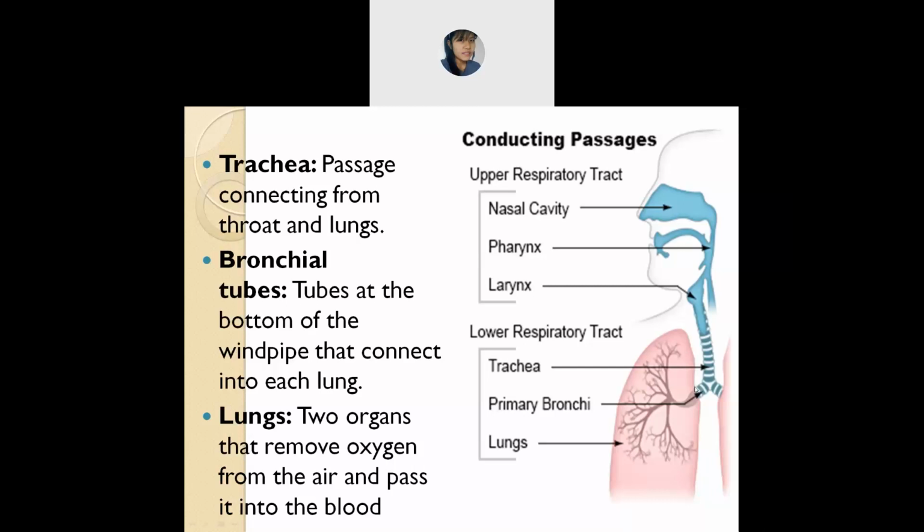Next is bronchial tubes. So bronchial tubes are this one. The bronchial tubes are at the bottom of the windpipe. Means what? They are situated on each side, left side and right side. Understand? They are at the bottom. Bottom means at the last. This one. Here and here.